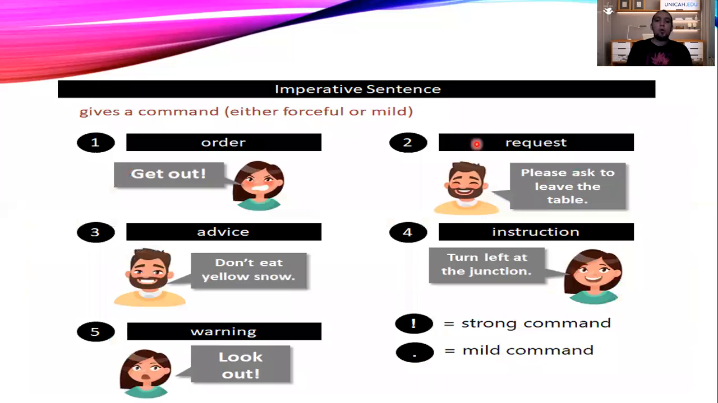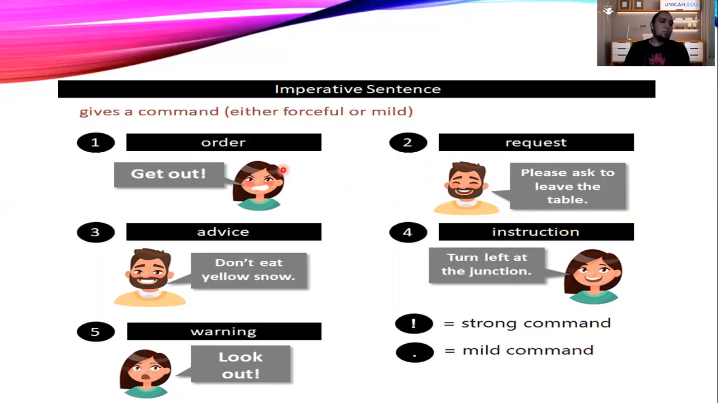But we have also other types of commands that we can give with imperative sentences. For example, with an order. Please pay attention to this example because "Get out" is with an exclamation mark, but this is an imperative sentence. Why? Because you can see the expression of the woman's face is stronger. Maybe she's shouting, get out. So that expression means that she is raising her voice. So that's why we use an exclamation mark.